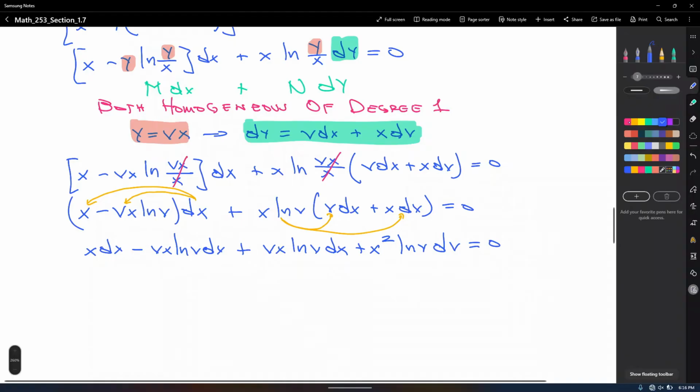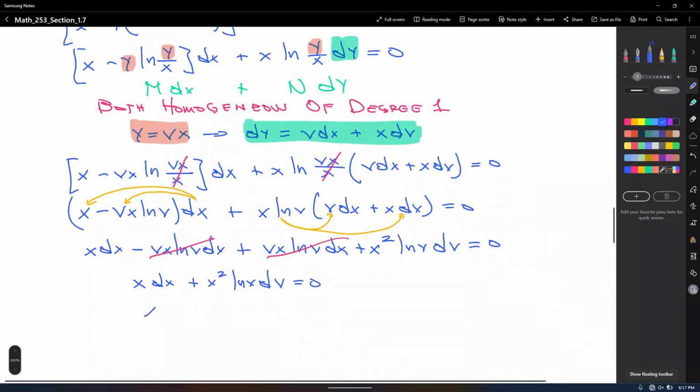Whatever we can cancel, yes, do. This will help us go with the equation in a nicer way. So what do we get? x dx plus x squared ln of v dv. And we'll look at the equation. It turned into a nicer separable equation, right? So that big term containing the dv, leave it there. Move the x dx to the right-hand side.